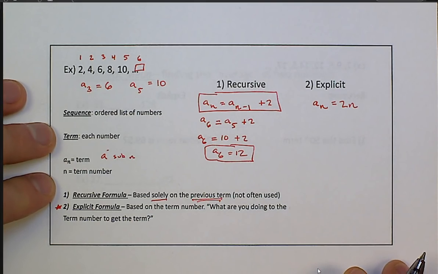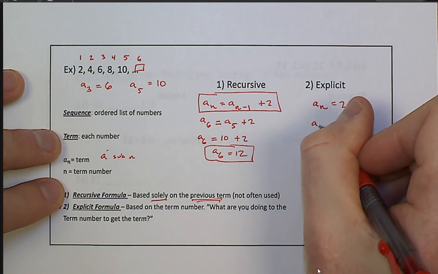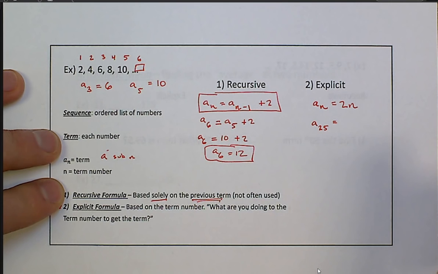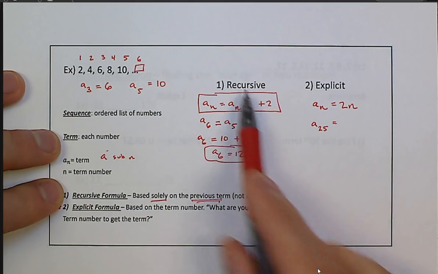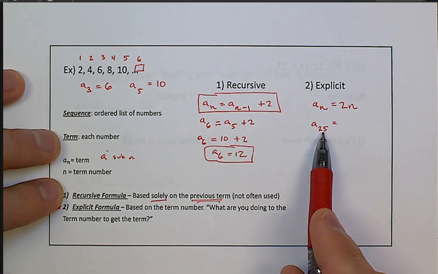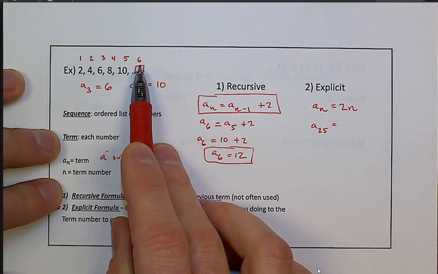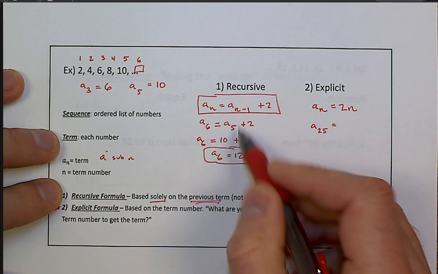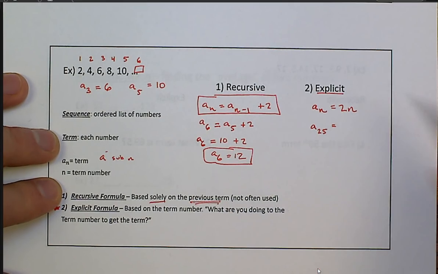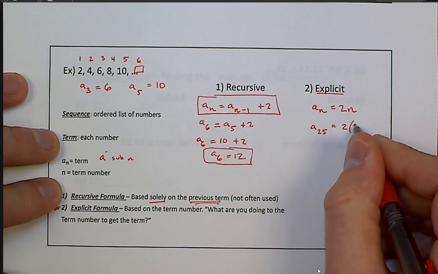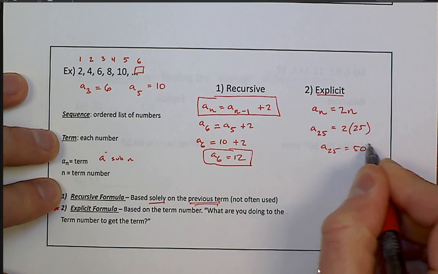So if I said, okay, what's a sub 25? What's the 25th term? We can do that real quick without having to do every single term, because you can't use a recursive formula to find the 25th term, because you would need to know the 24th term, which means you need to know the 23rd, 22nd, all the way down to 6. That's why we don't use the recursive formula, because you always need the previous term. So if I said A25, we'd use the explicit formula, which would just be 2 times 25, because n is 25. So a sub 25 would just give me 50, and that would be my answer.